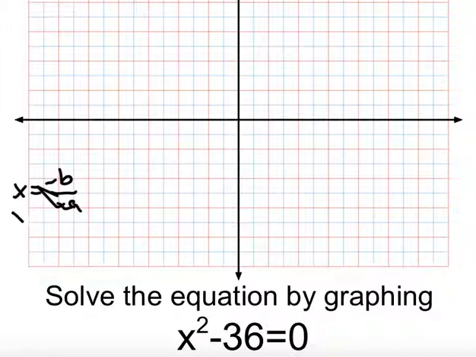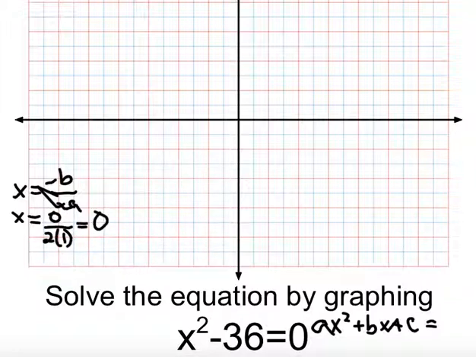Okay, so in this case we could say x is equal to, well, if we're going by ax squared plus bx plus c, we could say that 1 is my a, negative 36 is c, but we really don't have a b value, so it's really 0. So we have 0 over 2 times 1, which is a, which means my x is 0.